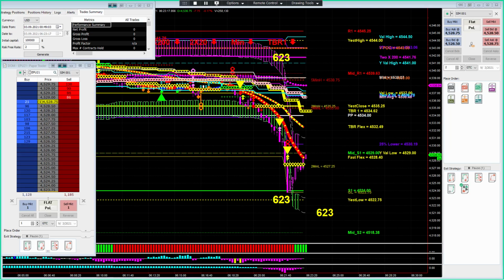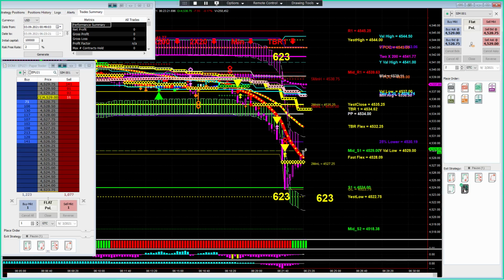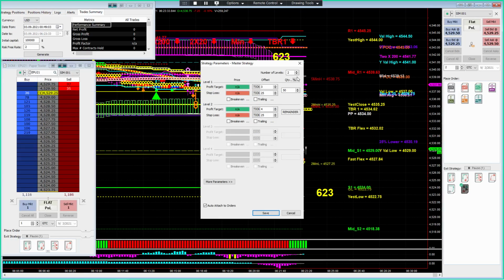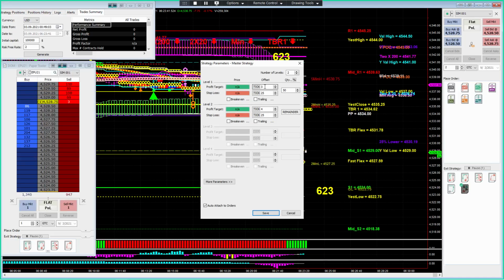So one, the most important is the master strategy, right? We're not using the bracket, and I'll hit edit to show you what that looks like. So number of levels, since we're splitting it into two, this number has to be set to 2. At this point, with the low volume, we're seeing an initial profit target of 3 ticks and a secondary profit target of 4 ticks.